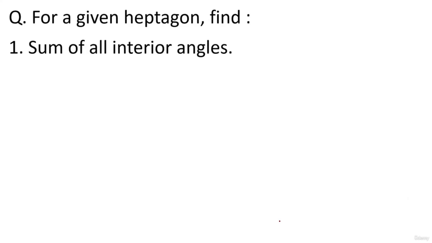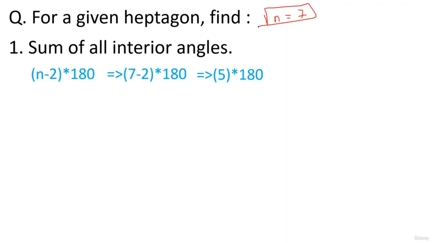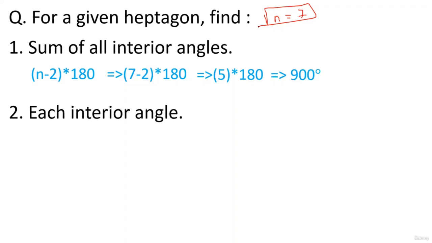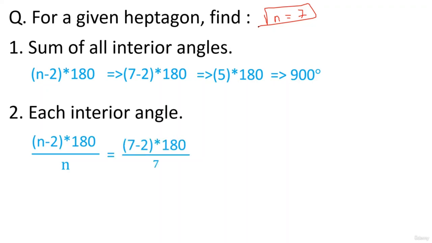For a given heptagon, find sum of all interior angles. Hepta means 7, guys. So heptagon typically has number of sides equal to 7. So sum of all interior angles will be, in this case, (n minus 2) into 180, right? Putting n equals to 7, you get the answer as 900 degrees. Okay. Second question, each interior angle. बहुत simple है, (n minus 2) into 180 divided by n. Okay, just divide this same answer by n. The answer will be 900 divided by 7.